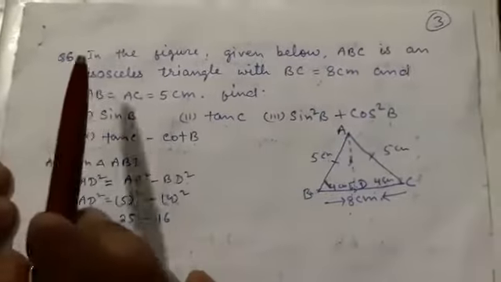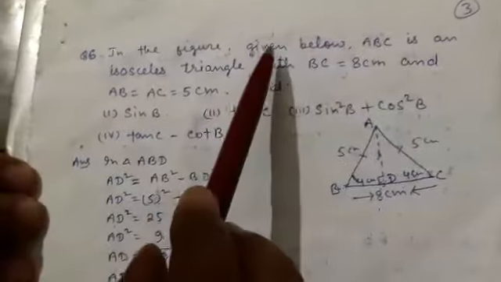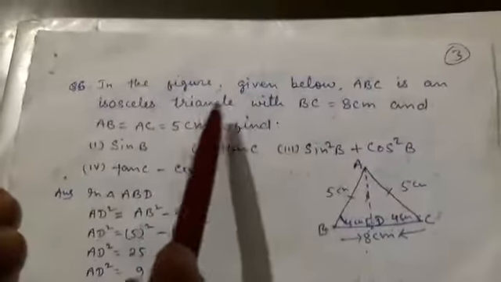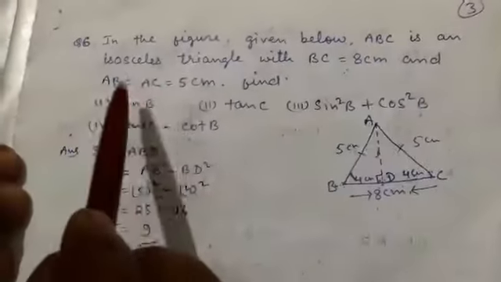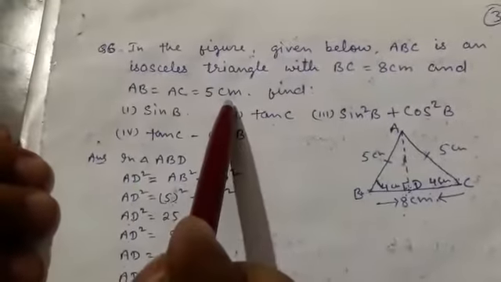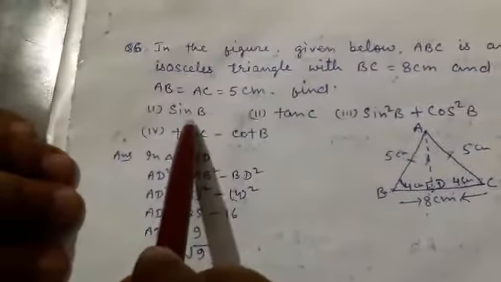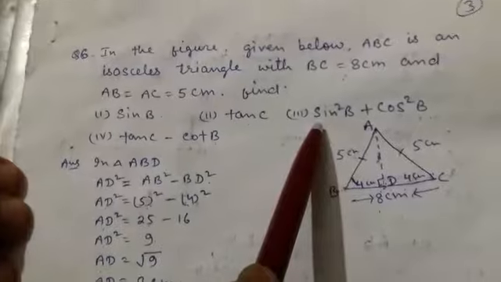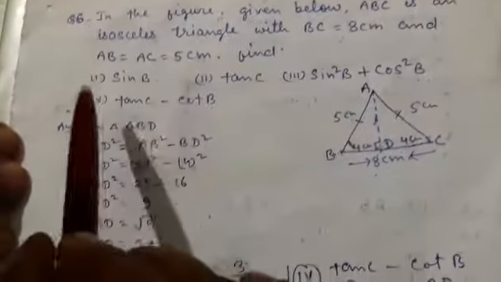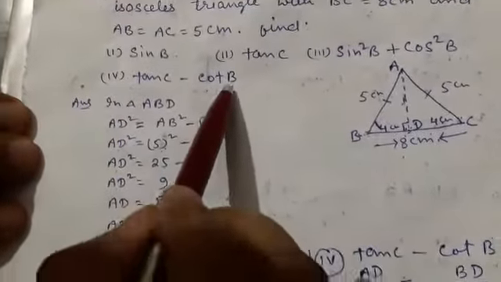Now let us see the next question, number 6. In the figure given below, ABC is an isosceles triangle with BC equal to 8 cm and AB equal to AC equal to 5 cm. Find the first part, sin B; second part, tan C; third part, sin square B plus cos square B; fourth part, tan C minus cot B.